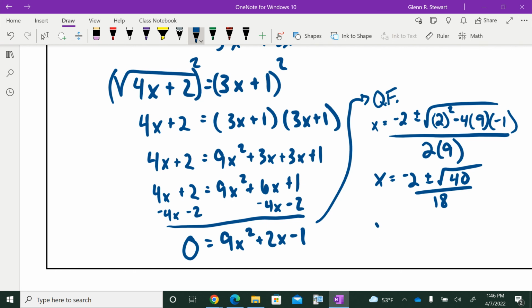All right, so now when I plug this into my calculator, I should have 2 different results. One of those results is going to be negative 0.46. The other result is going to be 0.24. And those will be my answers.